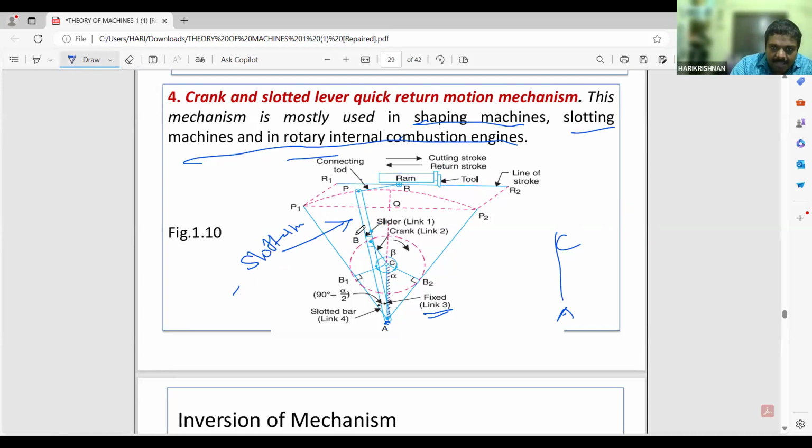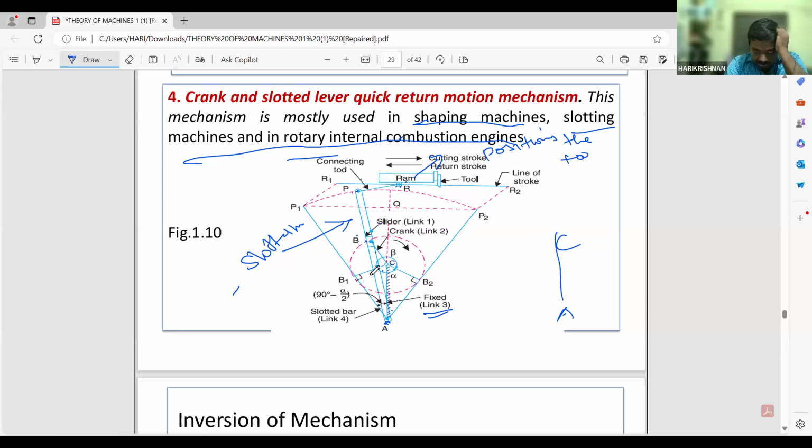In that AP, there is a point B over here. This B is a slider, and the crank is connected to point C. So AC, then CB is the crank. The crank will be passing through this slotted bar. That means it can move inside the slotted bar. And from this slotted bar, from P, there is a connecting rod connecting the ram. Ram is for positioning the tool.